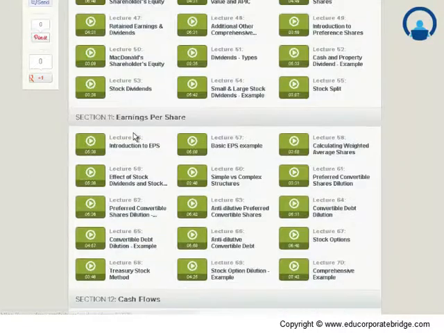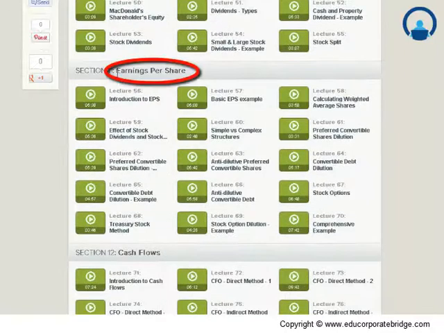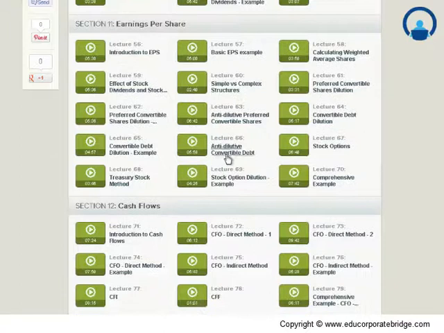Then we look very closely at earnings per share, and what is earnings per share, what is the basic or simple structure, what is complex structure, what is basic EPS, what is diluted EPS, and the way in which the stock compensations can be incorporated within the EPS. So that has been discussed in part C or part 3 of this module.